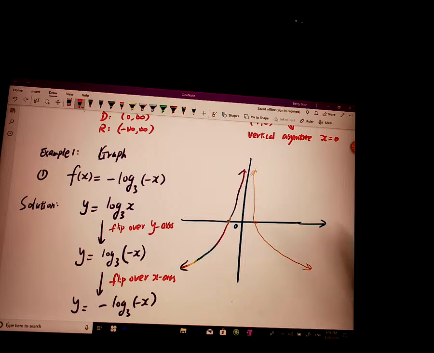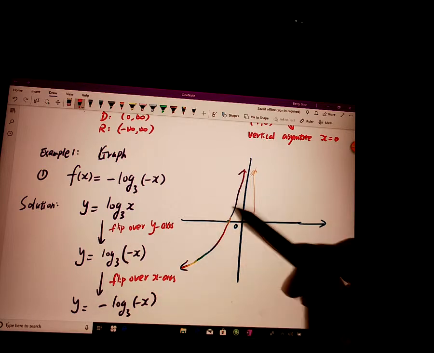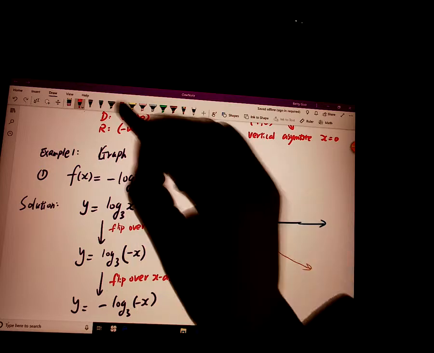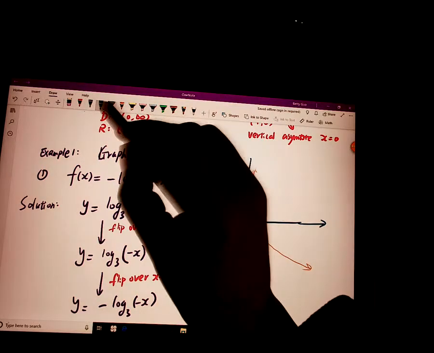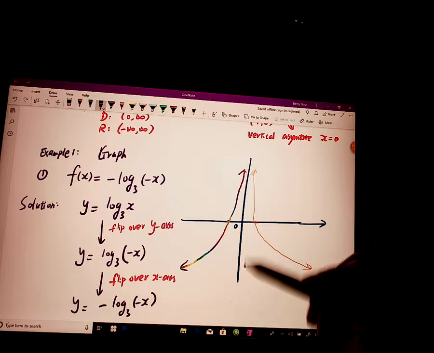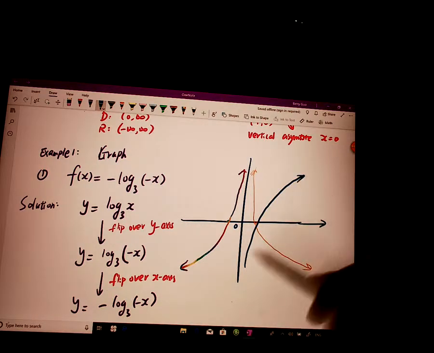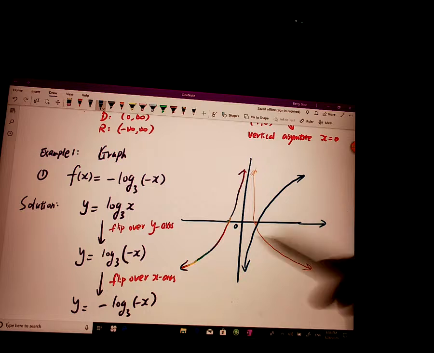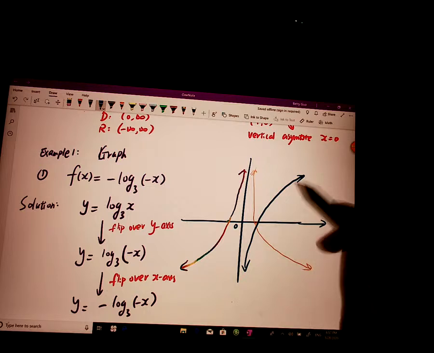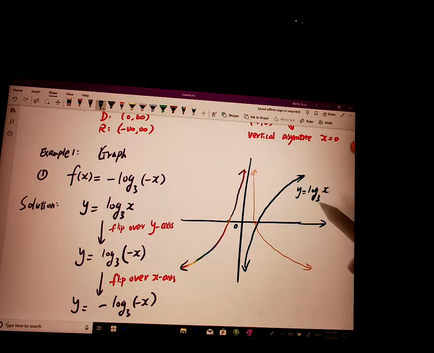You know what? Actually, my bad. The base is 3, so it's going to be increasing. This is the mother function curve, y equals log with base 3 of x. Base is 3, bigger than 1, so it's increasing.